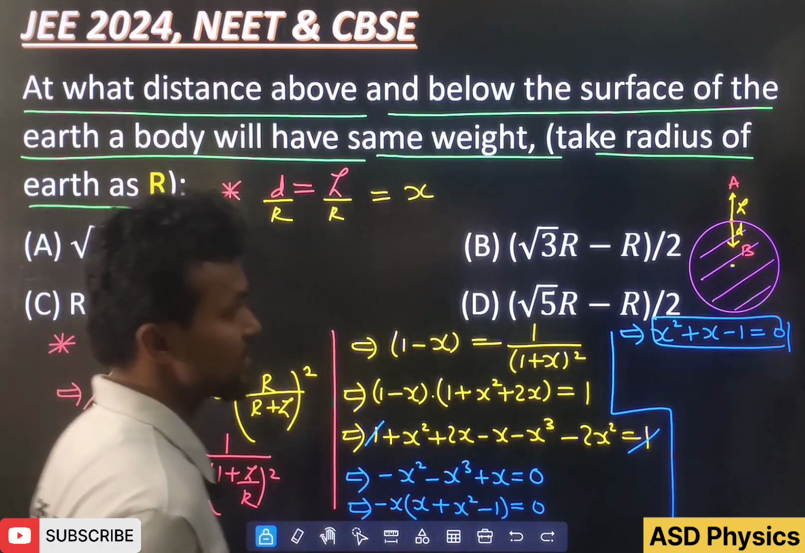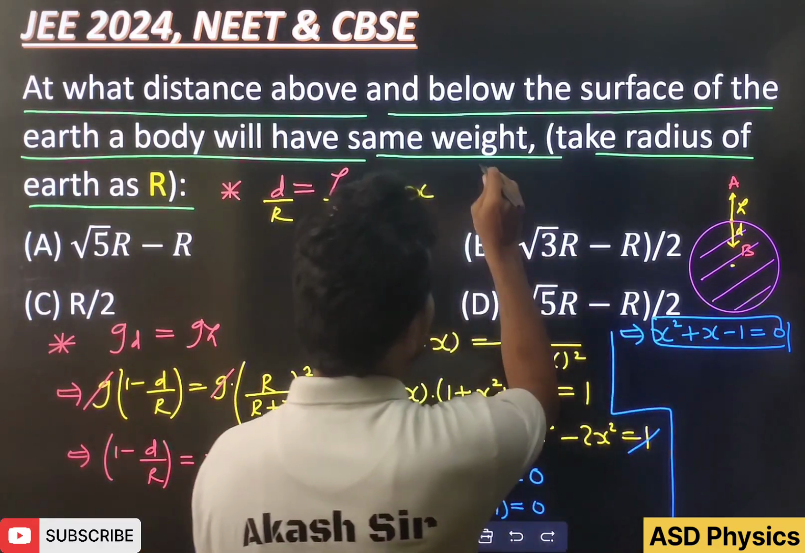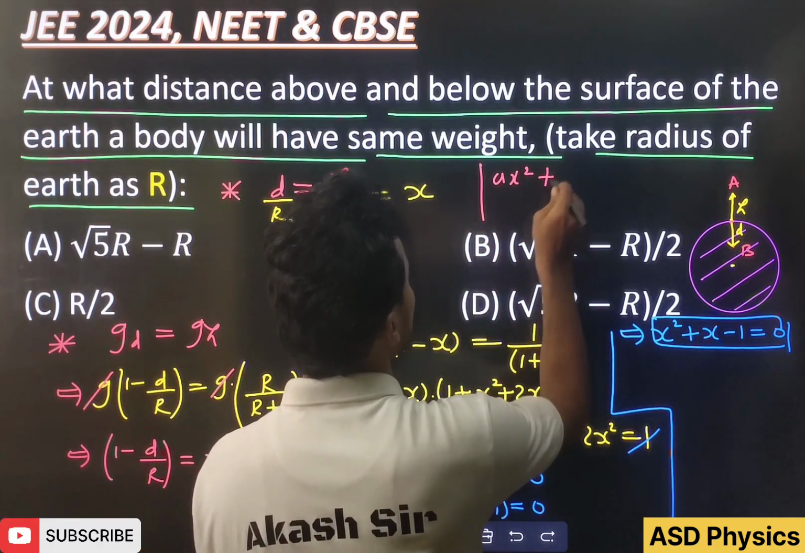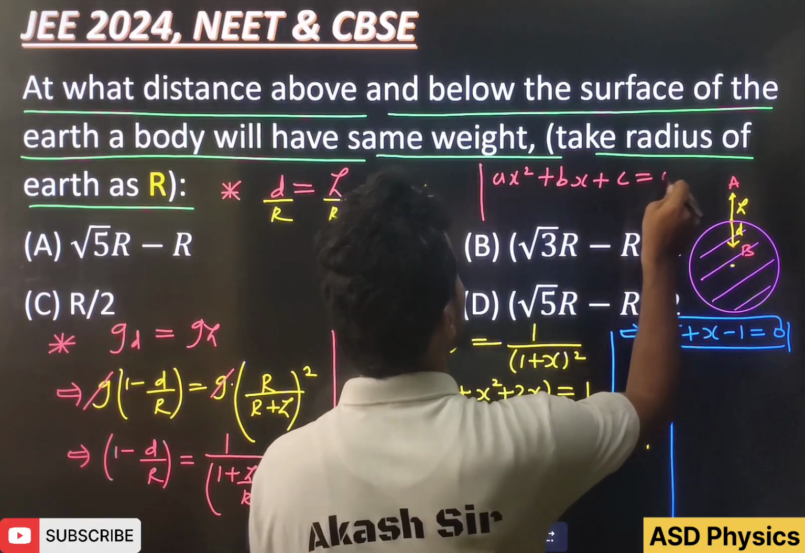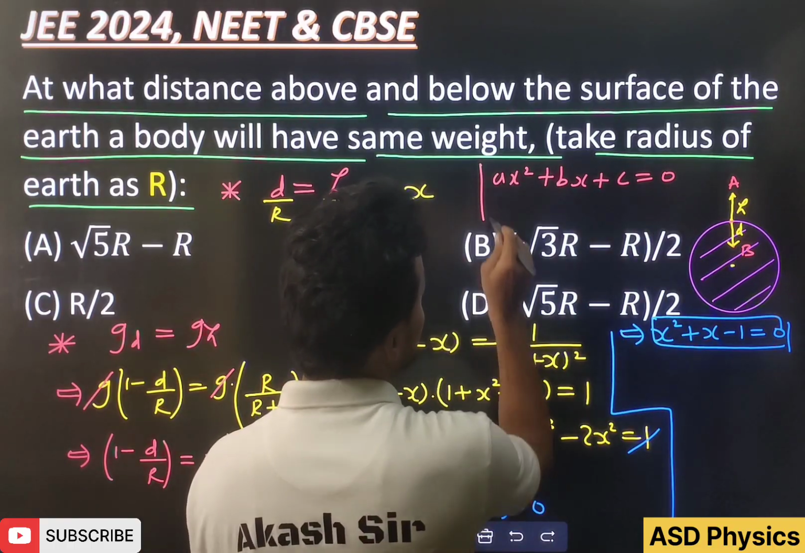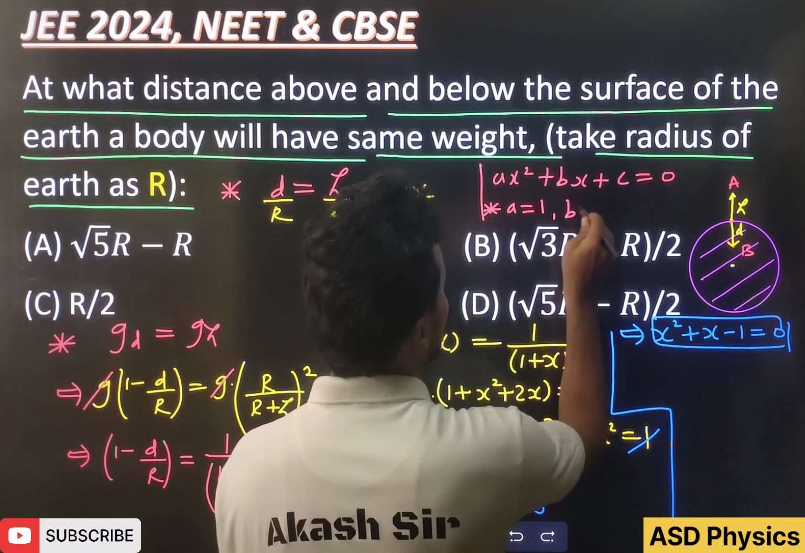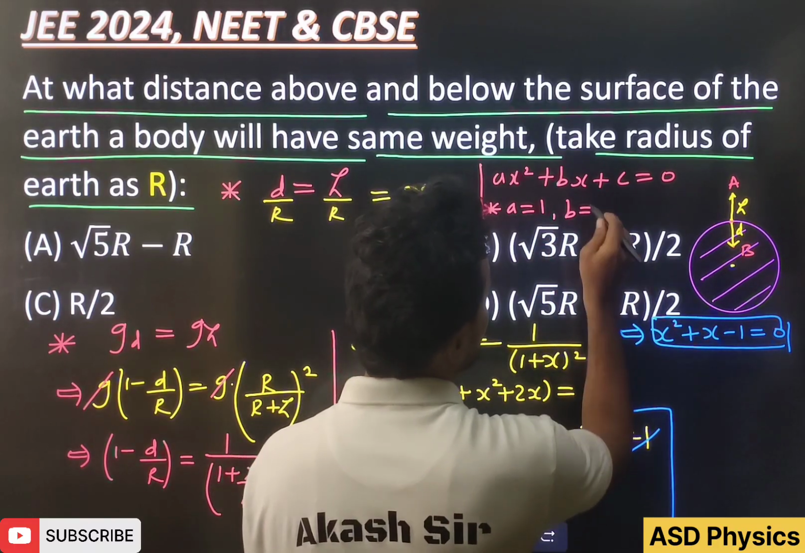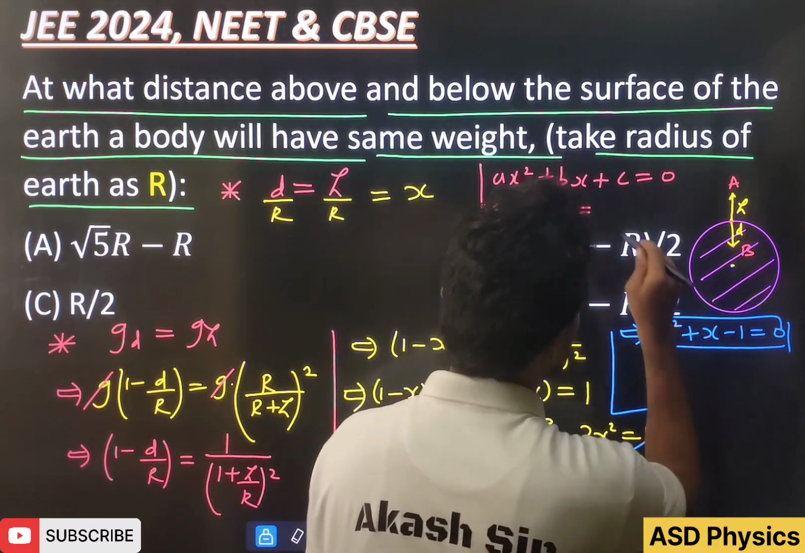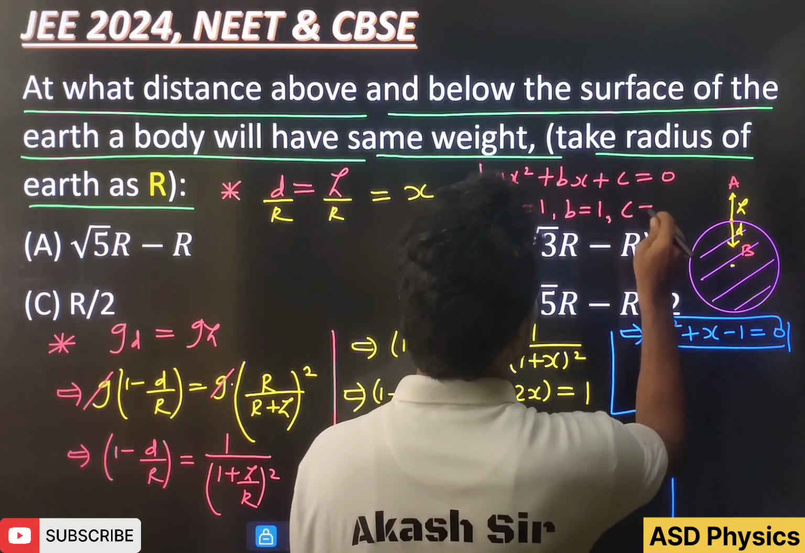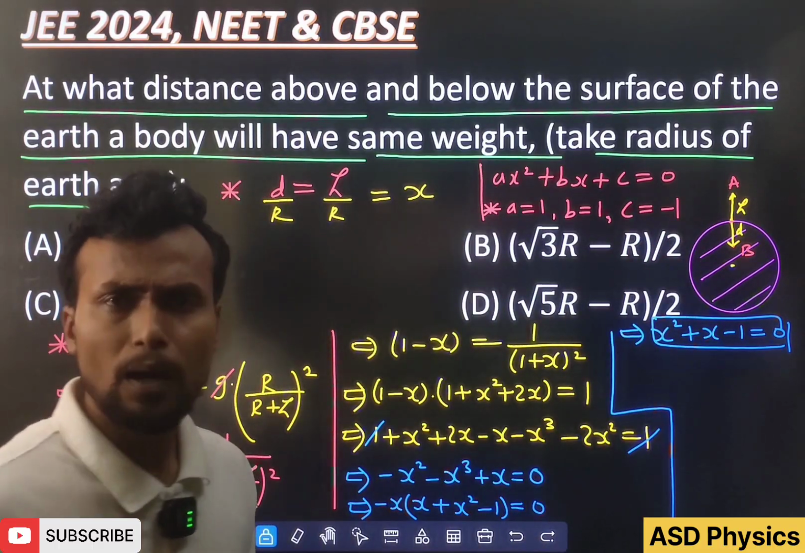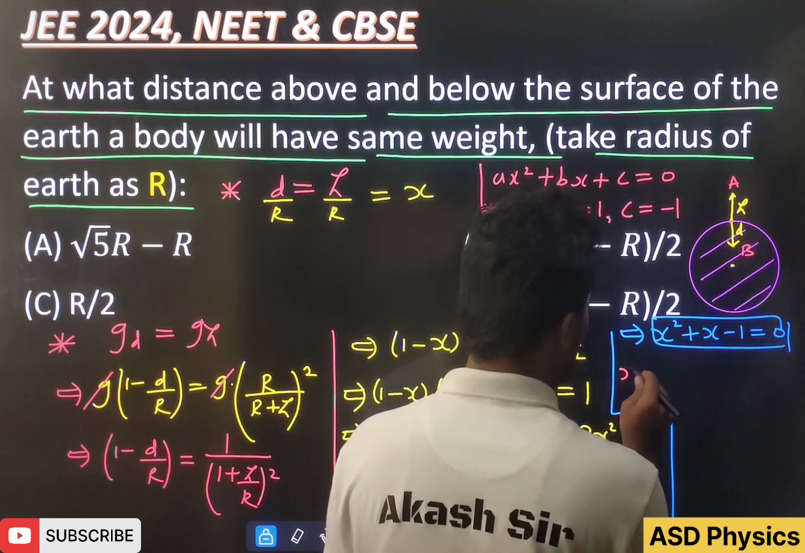Now we'll use the Sridharacharya method. When I compare this with AX square plus BX plus C equal to 0, you can see very well, no? What is the value of A? The value of A will be 1. The value of B will be 1, is it? And the value of C will be minus 1, is it? So from here what is the X value?